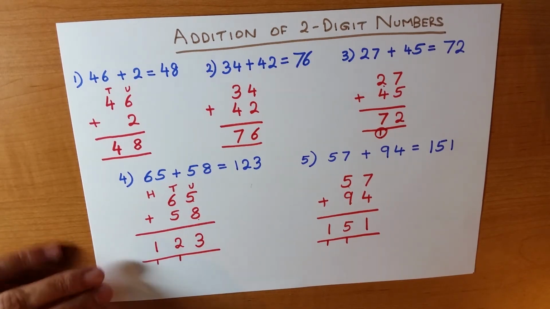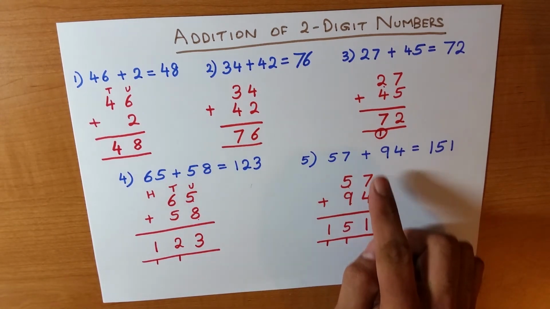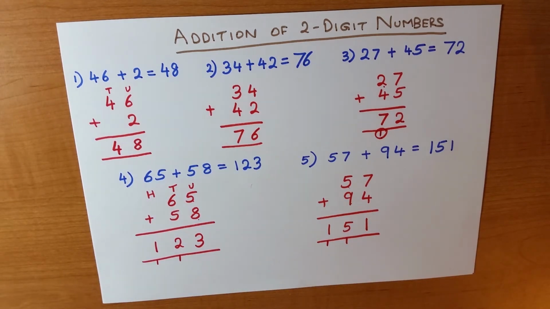And that is the addition of two-digit numbers using the vertical format. Remember, the key to this is writing these numbers down in the correct vertical format. Always make sure you write them as neatly as possible, because if you do that, it's a lot easier to add the columns, and it's a lot easier for your teachers to mark them. And that's the end of the tutorial for addition of two-digit numbers.